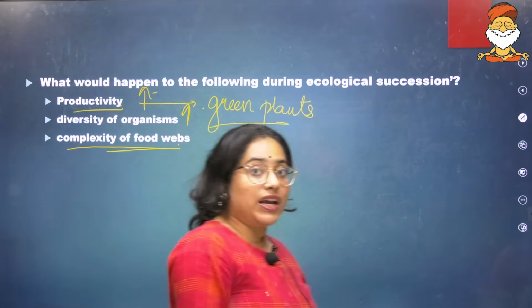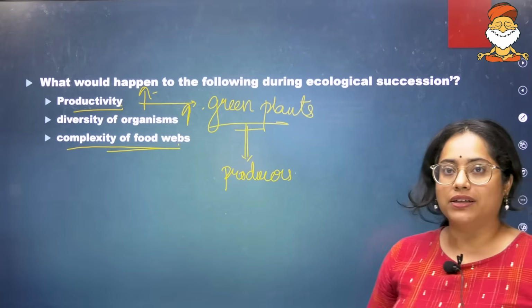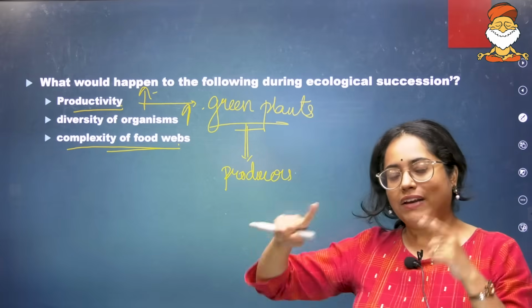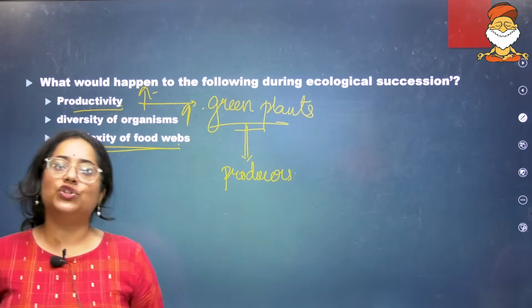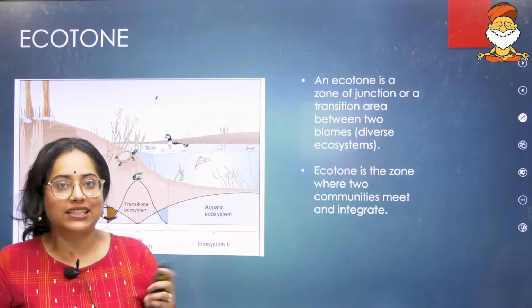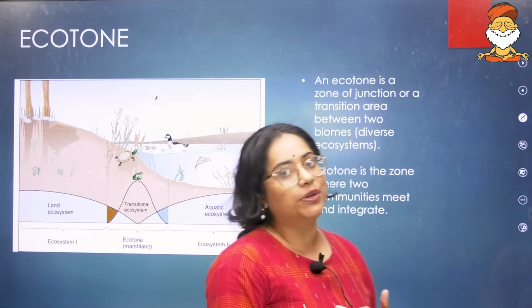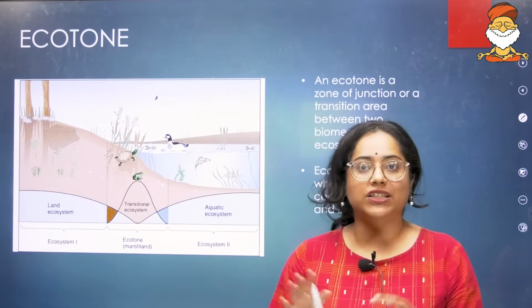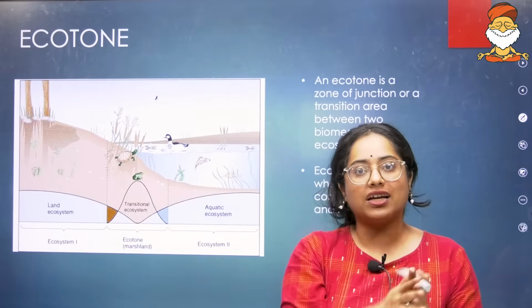Complexity of food webs. We haven't studied food webs yet, but keep that in mind. We'll come back to that question when that topic comes after we finish food webs. Now, since you've understood ecological succession, the next thing that we have to discuss are three major words which are going to be super important to you to solve certain questions from other areas. Okay, so I'll tell you what is the connection.